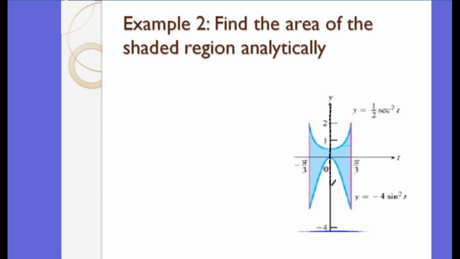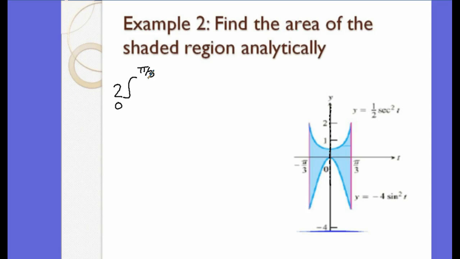So if it's symmetric, and I find the area from 0 to pi thirds, what could I do to incorporate this area here? Just double my answer, right? So let's integrate by multiplying by a constant of 2. So instead of integrating from negative pi thirds to pi thirds, we're going to integrate from 0 to pi thirds and double my answer. Look how smart you are.